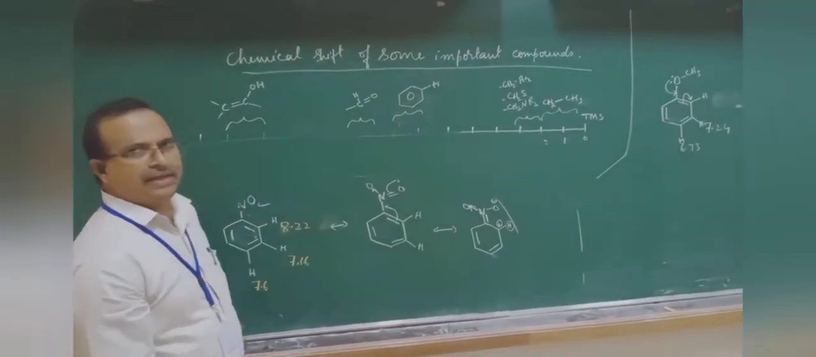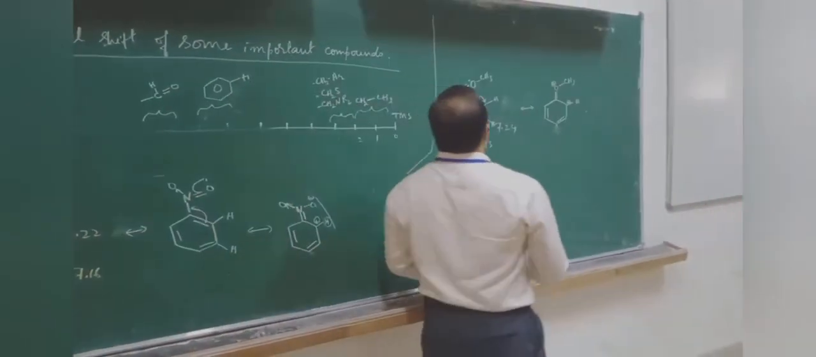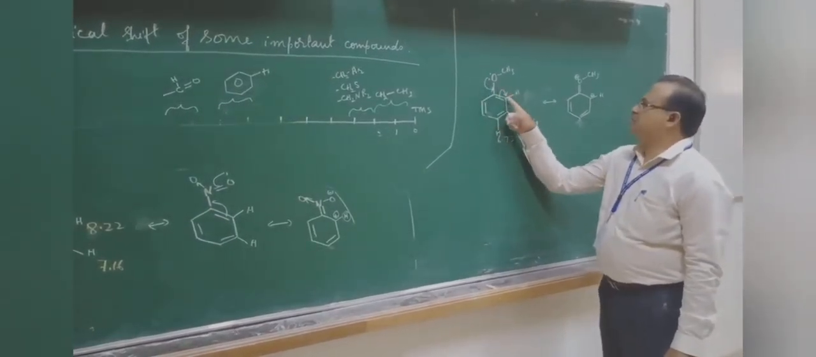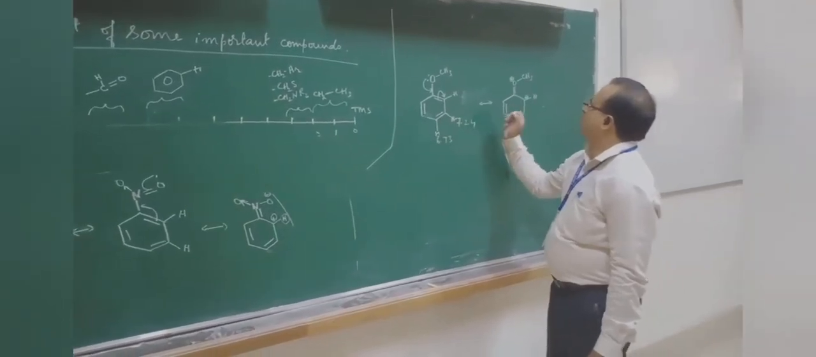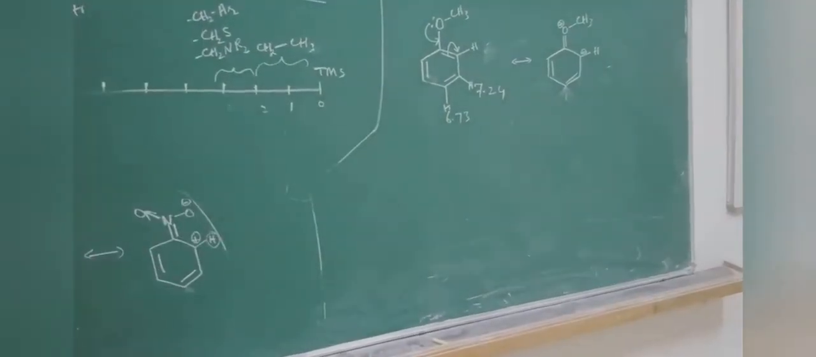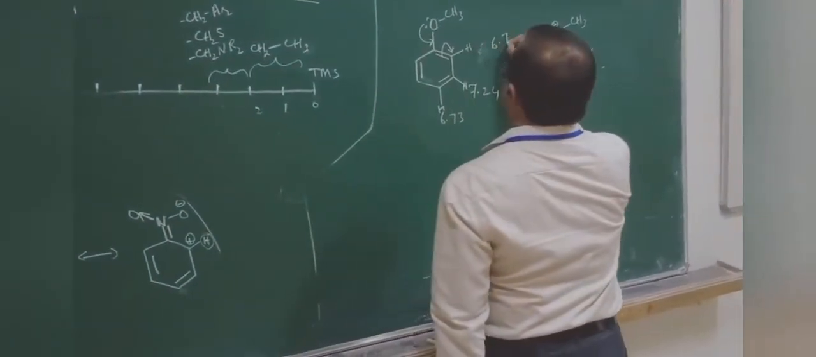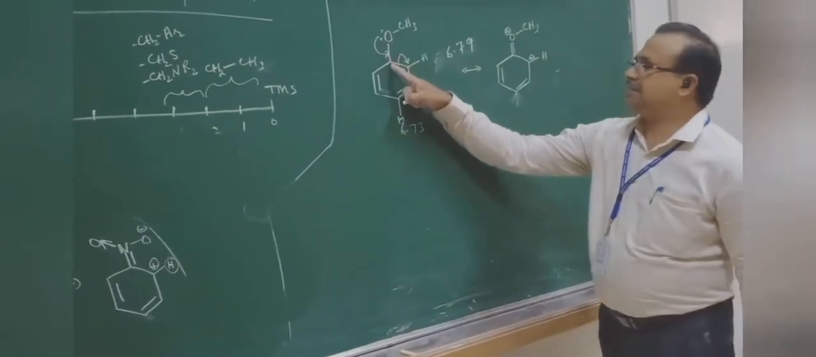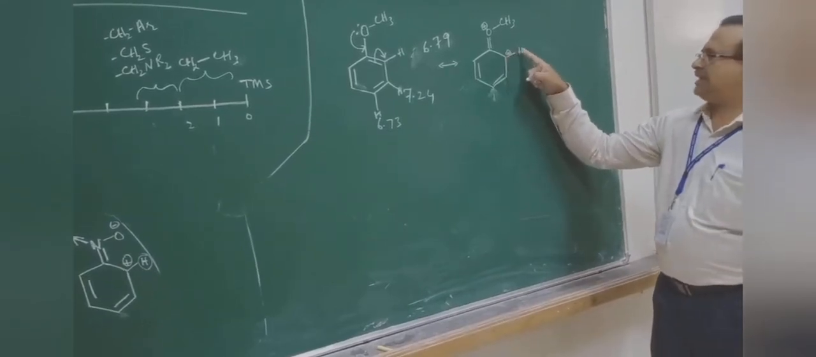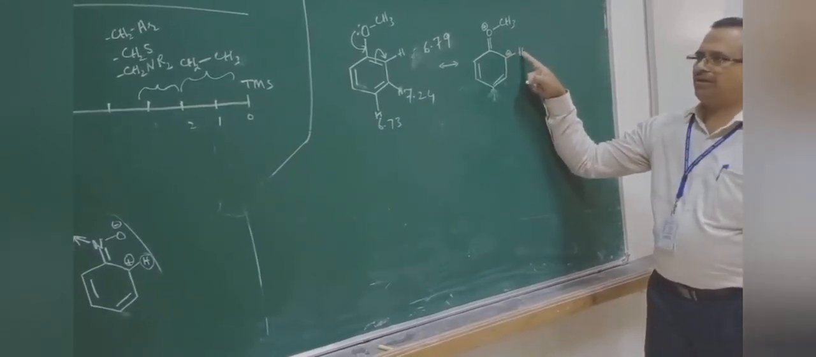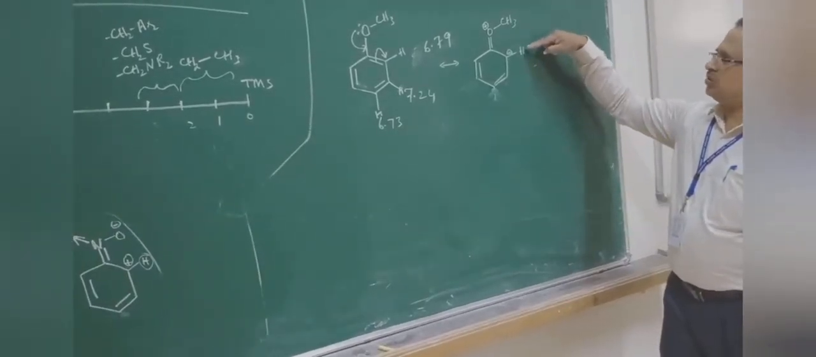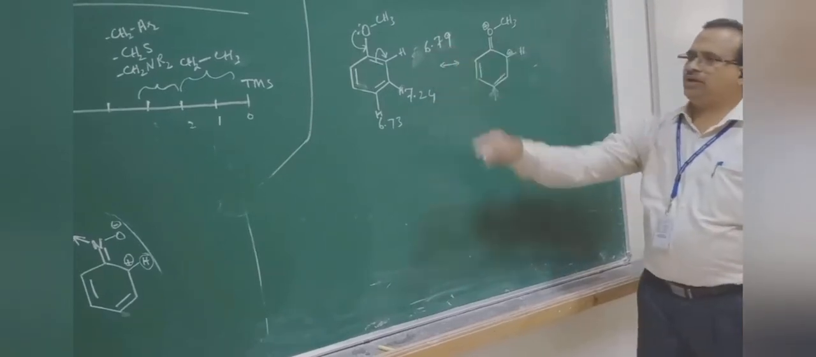We take another example, anisole. Here this is an electron releasing group. So the value of the ortho proton is 6.79, because it releases electrons, and this carbon atom gets a negative charge. So the electron density on this proton increases. As electron density increases, the shielding is more. So the chemical shift value of this one is less.